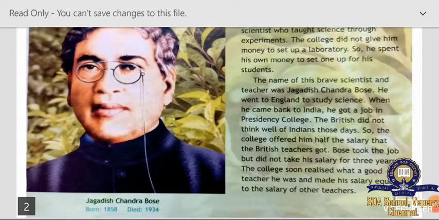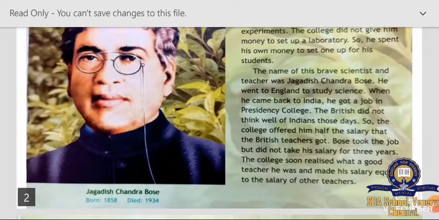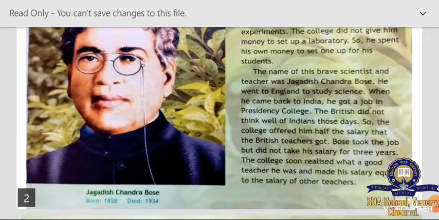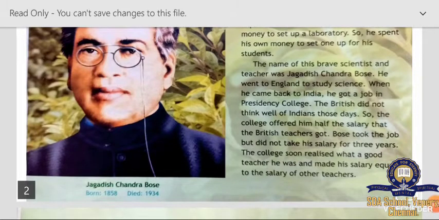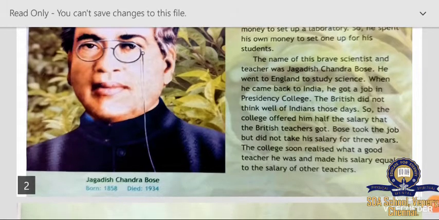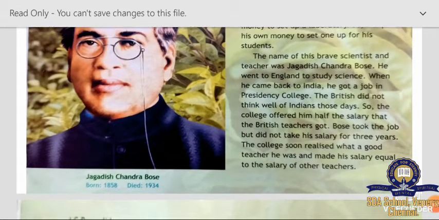He went to England to study science. When he came back to India, he got a job in Presidency College. The British did not think well of Indians those days. So, the college offered him half the salary that the British teachers got. Bose took the job but did not take his salary for 3 years. The college soon realized what a good teacher he was and made his salary equal to the salary of other teachers.